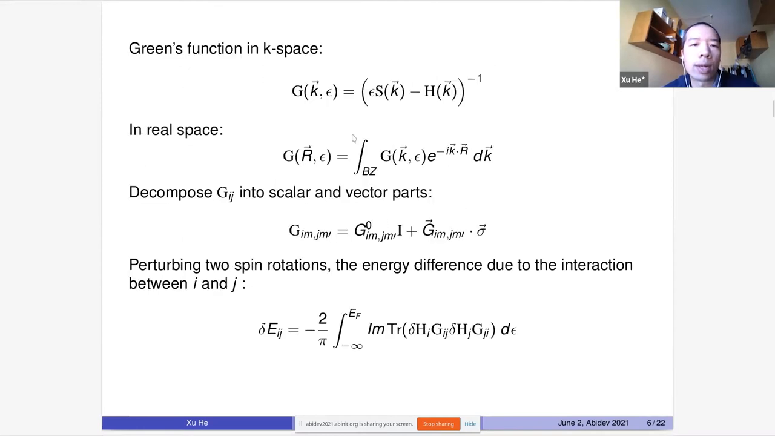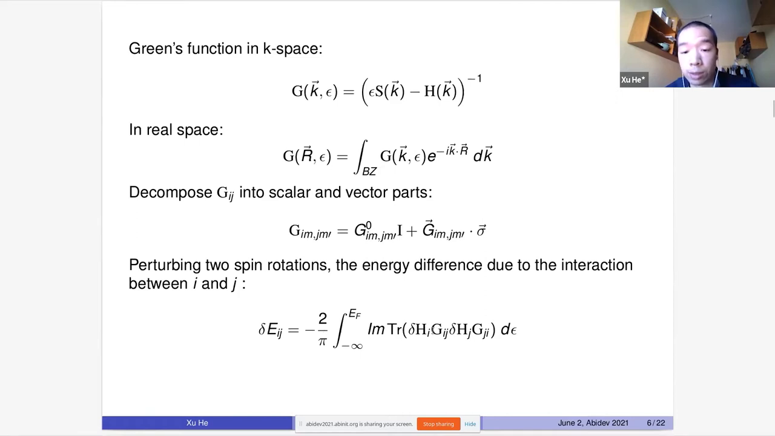We could write the Green's function in K space using the overlap matrix and the Hamiltonian. Then we could do a Fourier transformation to real space. Then we could decompose the Green's function in a very similar way to have the scalar part and the vector part. So by some mathematics, if we perturb two spin rotations, the energy difference due to the interaction between the spin sites I and J can be written in this way.